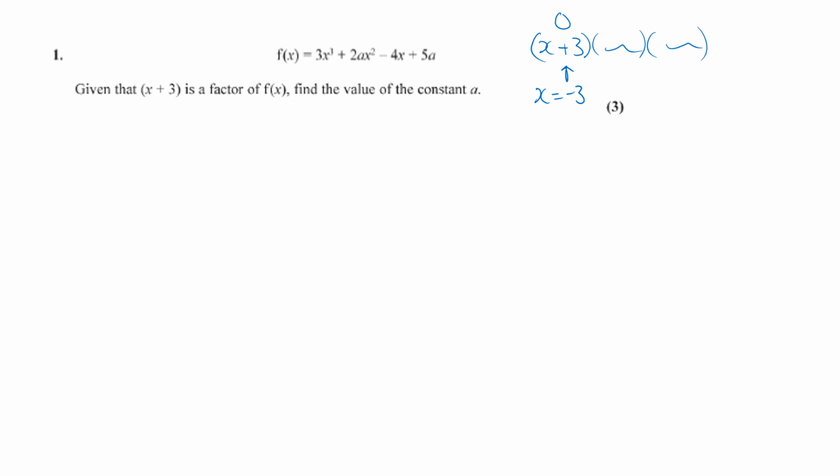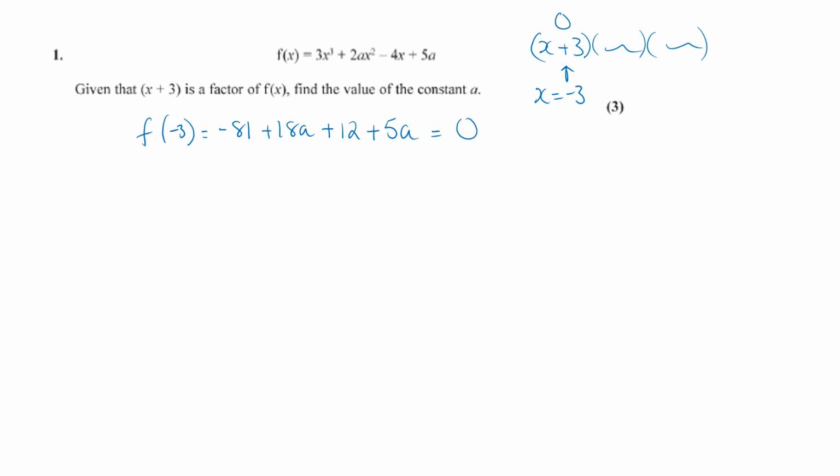So what we need to feed in is f of minus 3. So minus 3 cubed will be minus 27, times 3 will be minus 81, plus minus 3 squared is 9, times 2, so that would be 18a, minus 3 times minus 4 will be plus 12, plus 5a is going to equal 0.